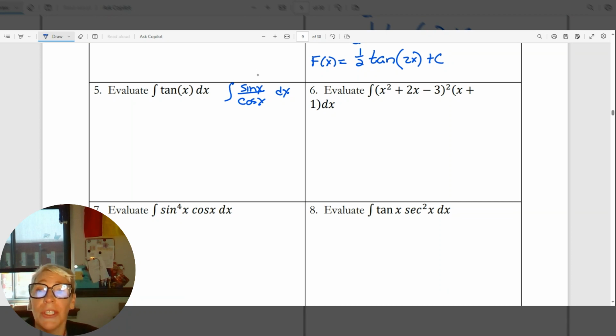Now, I have 2 functions now. I have a sine x being multiplied to a 1 over cosine, or I have sine x being divided by cosine. So out of the 2 functions, sine and cosine, one of those is going to be my u. Now, when I'm choosing my u, remember, let's go back to the rules. I'm looking for the one that's most nestled. What's inside? Or what's harder to get to? What can't I just directly get to?